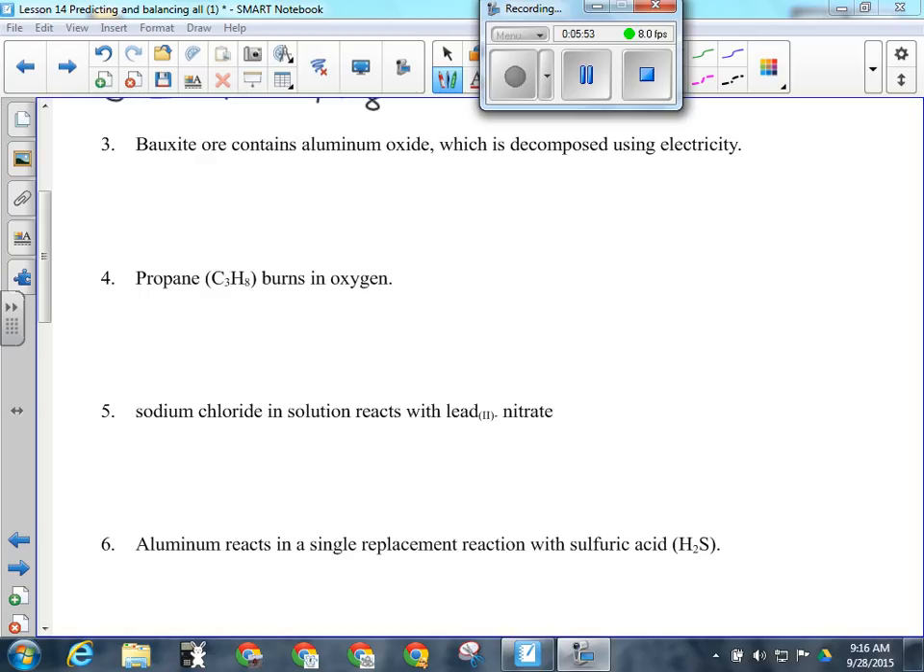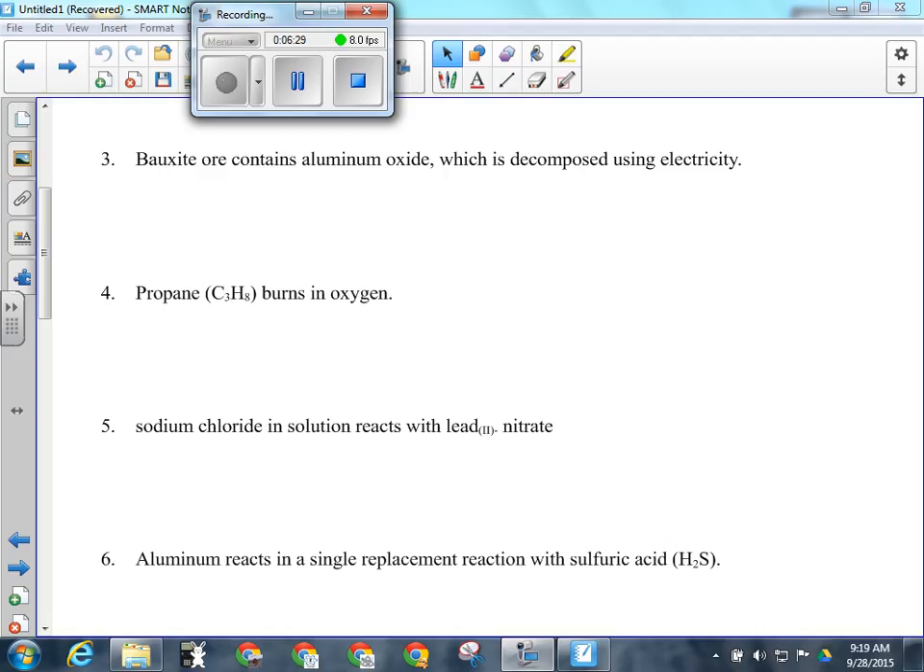Okay, little tip. Once in a while, a question gives you a piece of extraneous information. Extraneous means interesting but not required. The fact that bauxite ore exists is completely irrelevant to that question. All you need to know is that it has aluminum oxide in it, and that's going to decompose using electricity. You don't need to worry about trying to find what bauxite is. It's a rock that contains aluminum. That's where we get aluminum from, is from bauxite ore. All right.